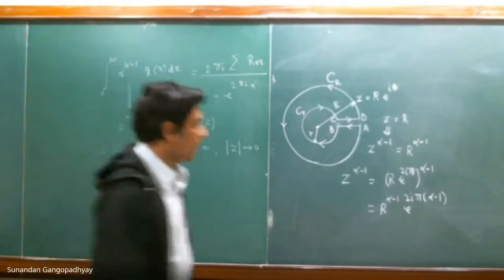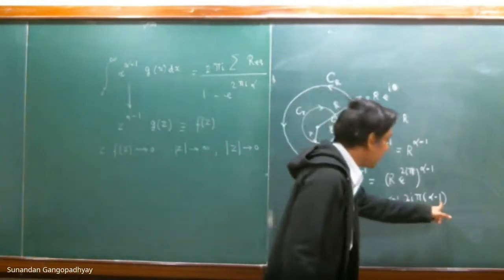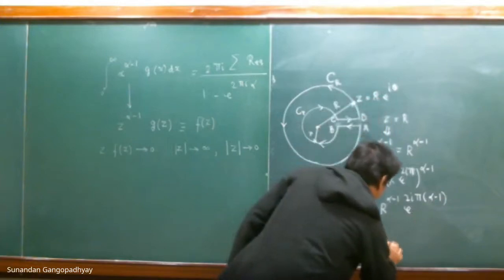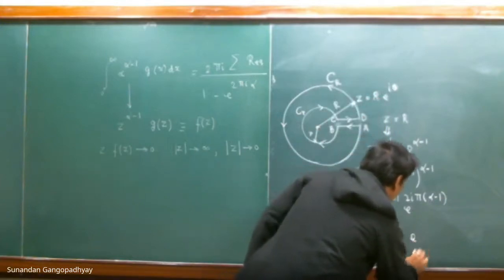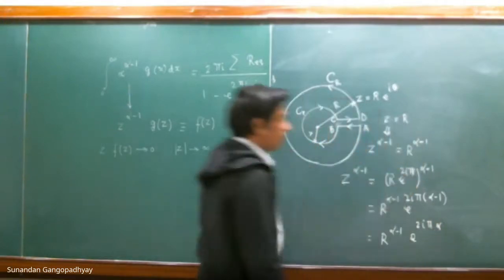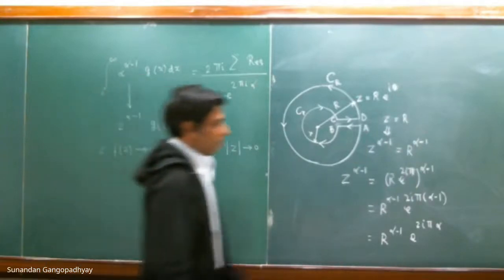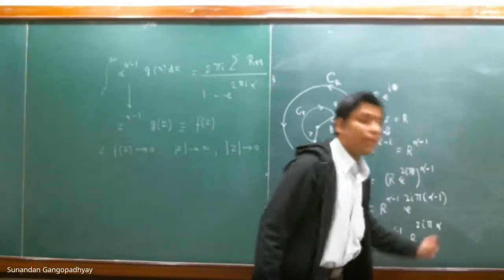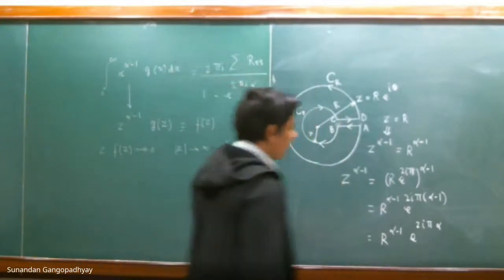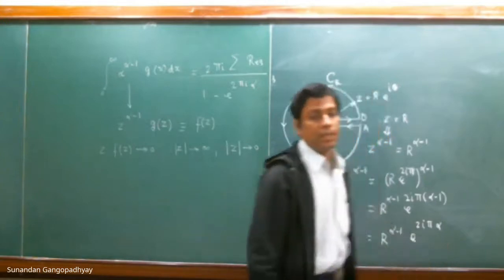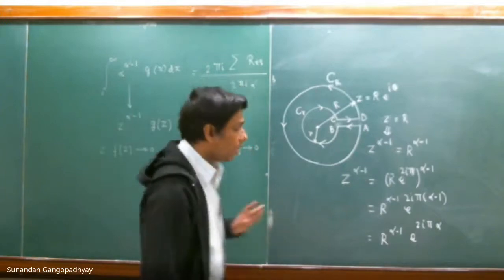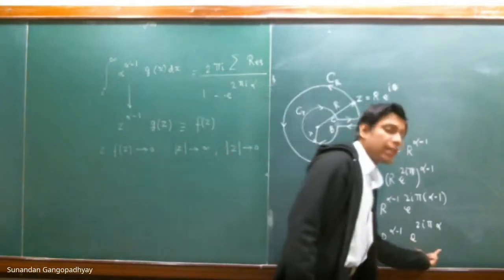Okay? 2 pi i, this factor is 1. So what we finally get is r to the power of alpha minus 1 into e to the power of 2 i pi alpha. This factor is not 1 because alpha is not an integer. That is why I have specified quite a few times that alpha is not an integer. If alpha is an integer, then there would have been no problem. But alpha is not an integer, and therefore this factor is not 1.